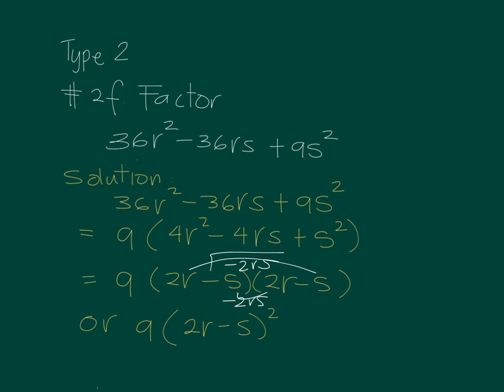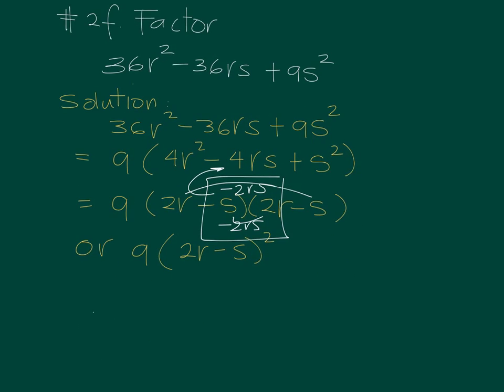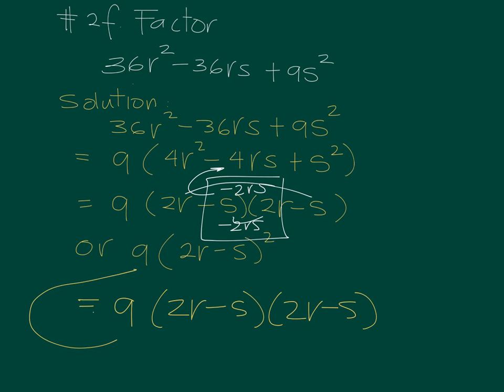If the sum of these two is the middle term of the quadratic trinomial, then we have the right combination of factors. So again, the factored form of the expression is 9 times 2r minus s and then 2r minus s, which is equivalent to 9 times 2r minus s squared.